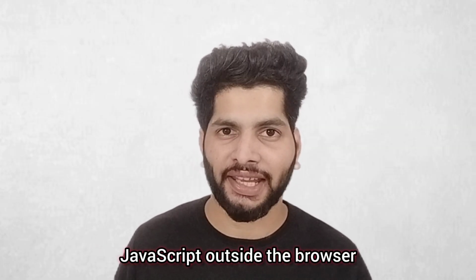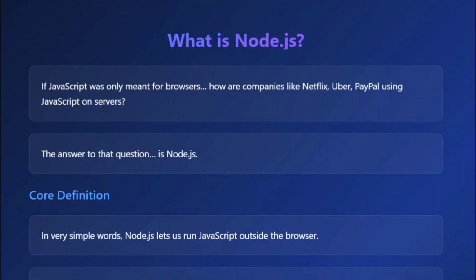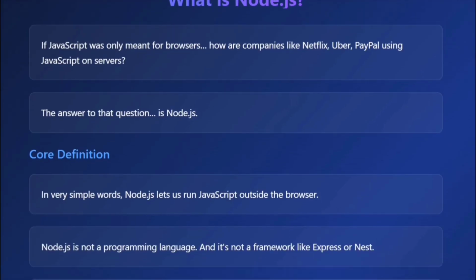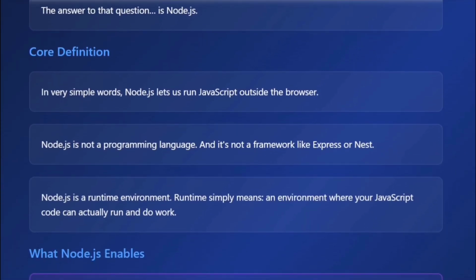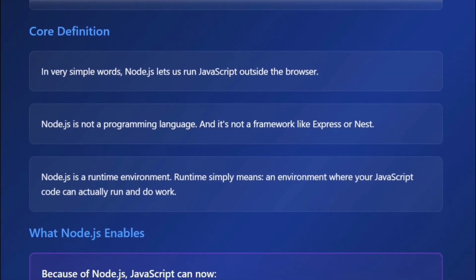Now let me ask you something honestly. If JavaScript was meant only for browsers, then how are companies like PayPal, Netflix, and Uber using JavaScript on the backend? The answer to that question is Node.js. So what exactly is Node.js? In simple words, Node.js lets us run JavaScript outside the browser. Normally JavaScript runs inside Chrome, Edge or Firefox. It listens to button clicks, changes the UI and talks to APIs.